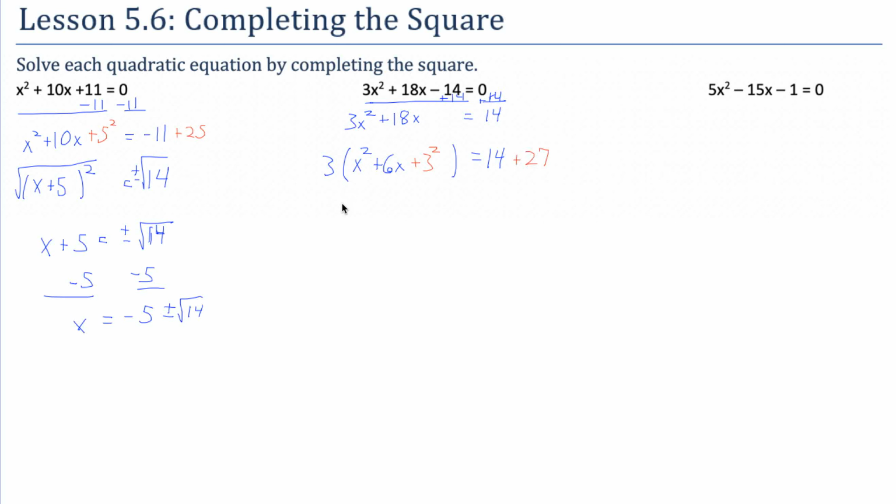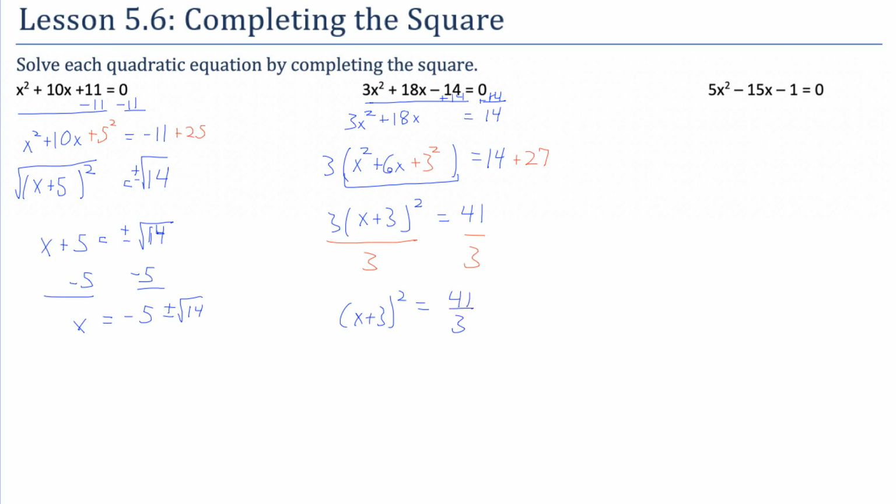So after doing that, we have 3. This trinomial factors into x plus 3 squared. That's why we added that 9 there. Equals, and then 14 plus 27 is 41. We can go ahead and solve now for x. We would divide both sides by 3. And that gives us x plus 3 squared equals, and this doesn't divide, so I'm just going to leave it as 41/3.